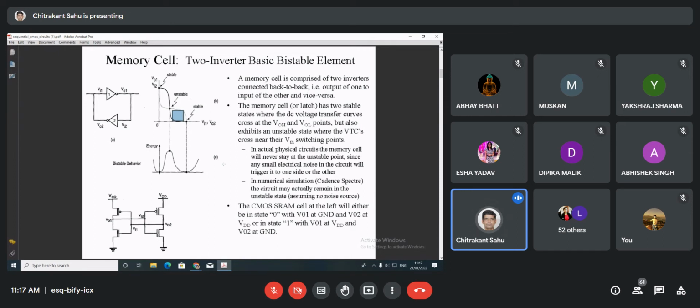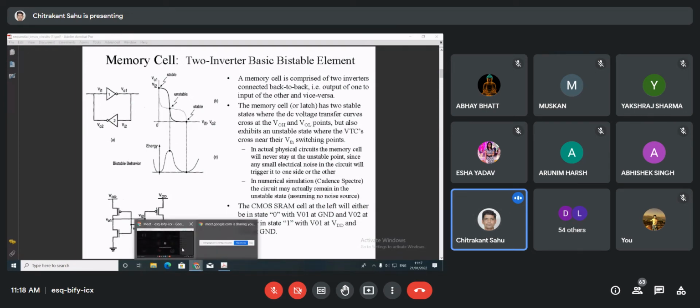Okay, and if I ask you a simple question, what should be the noise margin of a simple, ideal inverter? Can you guess the answer? What should be the noise margin for the ideal inverter? Any idea?